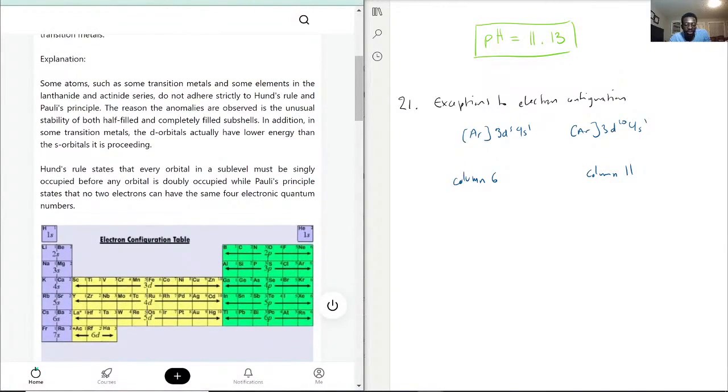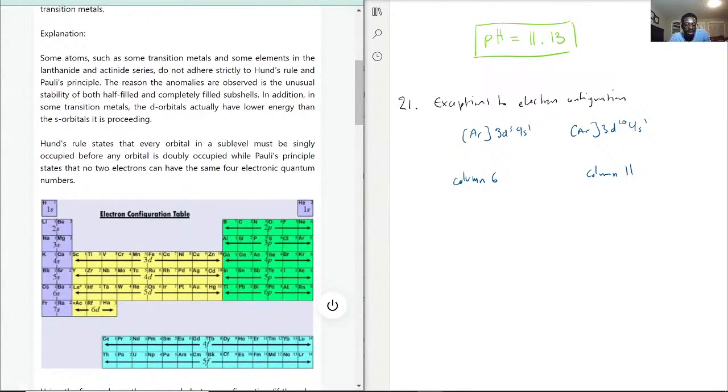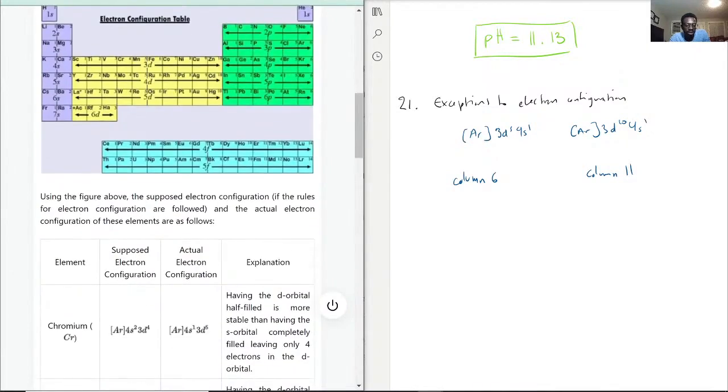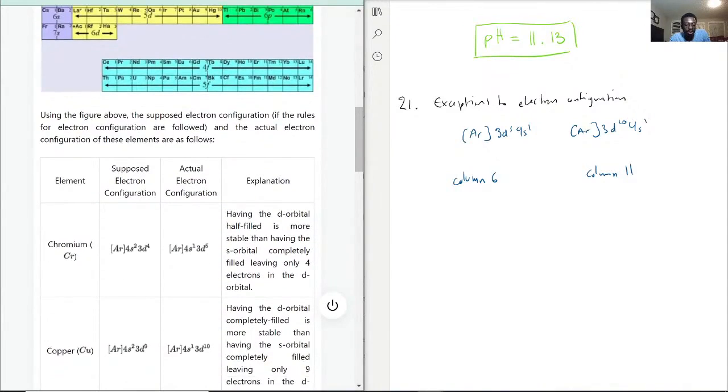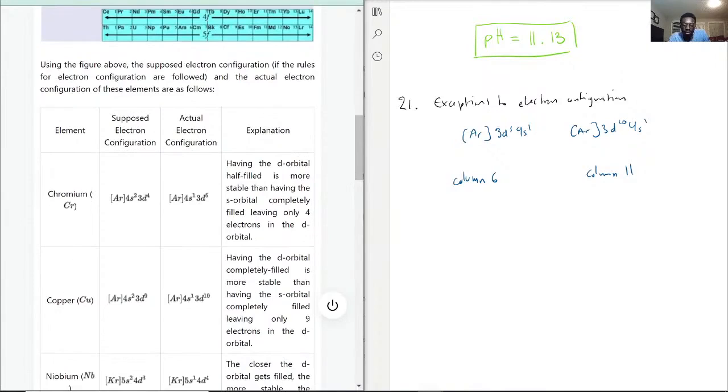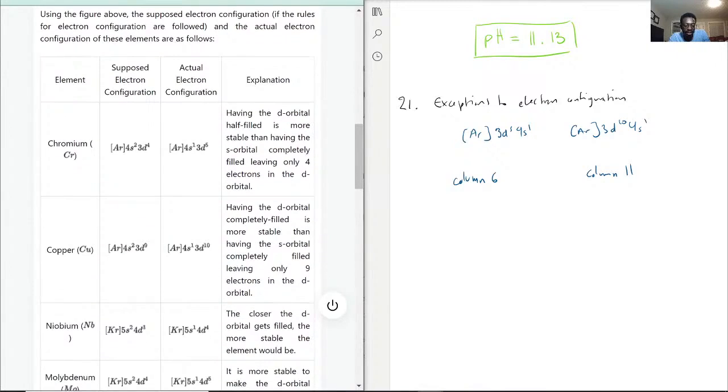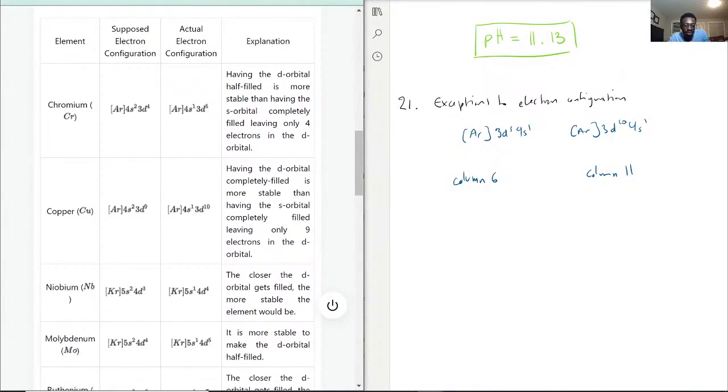Some atoms, such as transition metals, and some elements in the lanthanide and actinide series do not adhere to Hund's rule, which is fair. Hund's rule states that every orbital must be singly occupied before any orbital is doubly occupied, while Pauli's principle is that no two electrons can have the same 4 electronic quantum numbers. Yeah, exactly. Using the figure above, the supported electron configuration if these rules are followed, and the actual electron configuration for these elements are shown. So chromium, yep, that's what we did. That one makes sense. Copper, yep, makes sense as well.